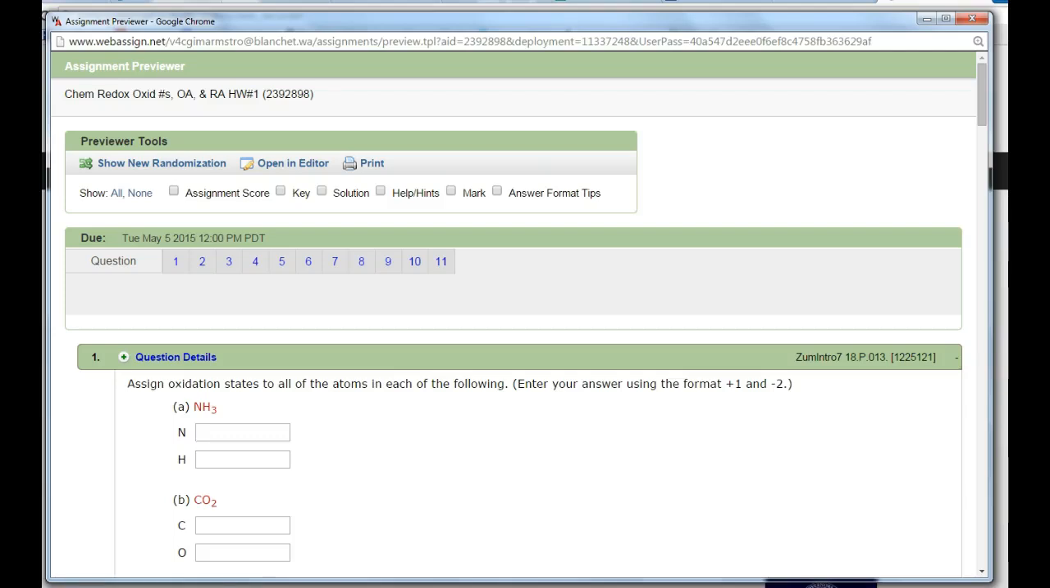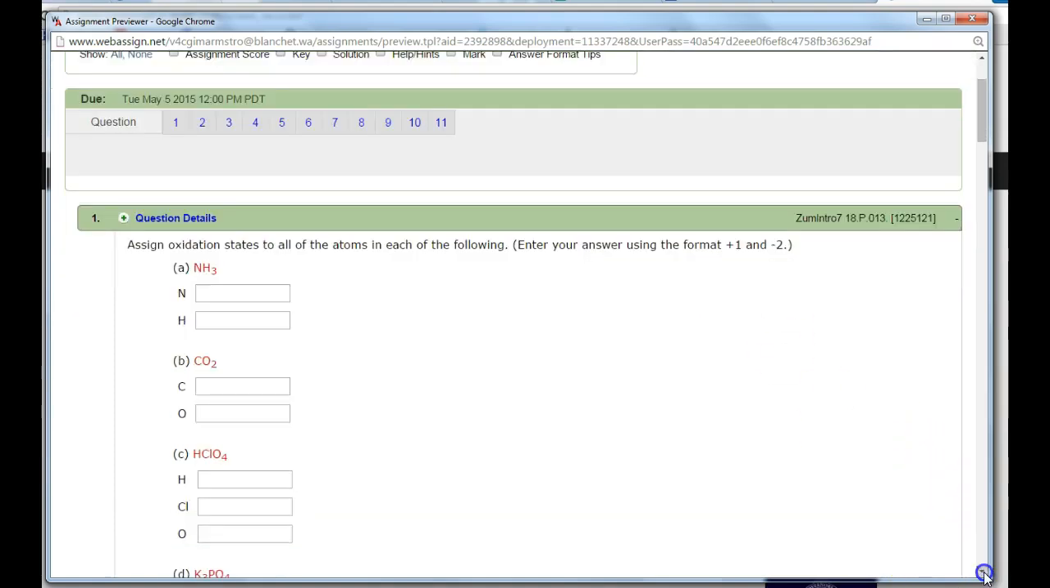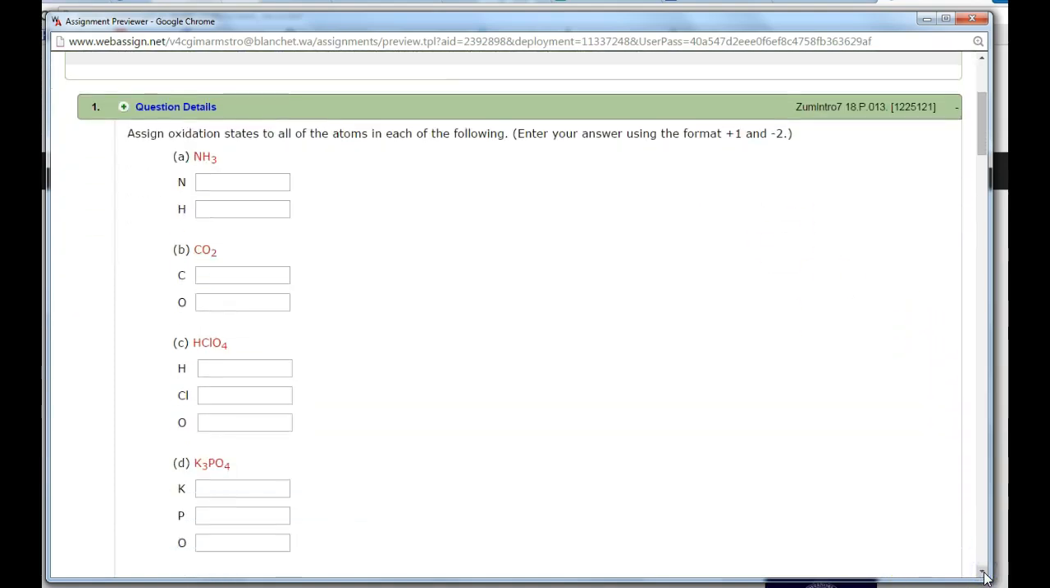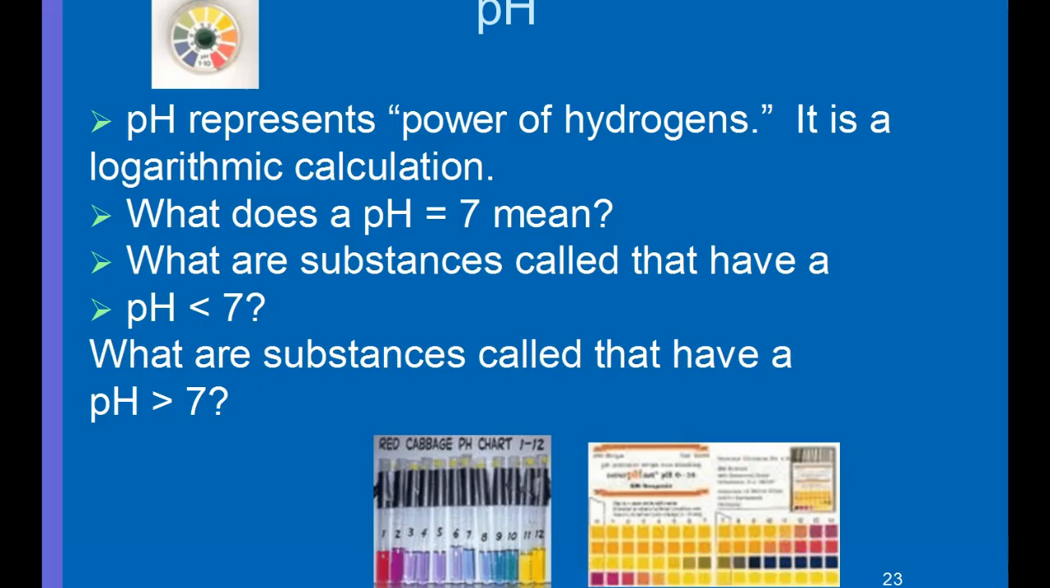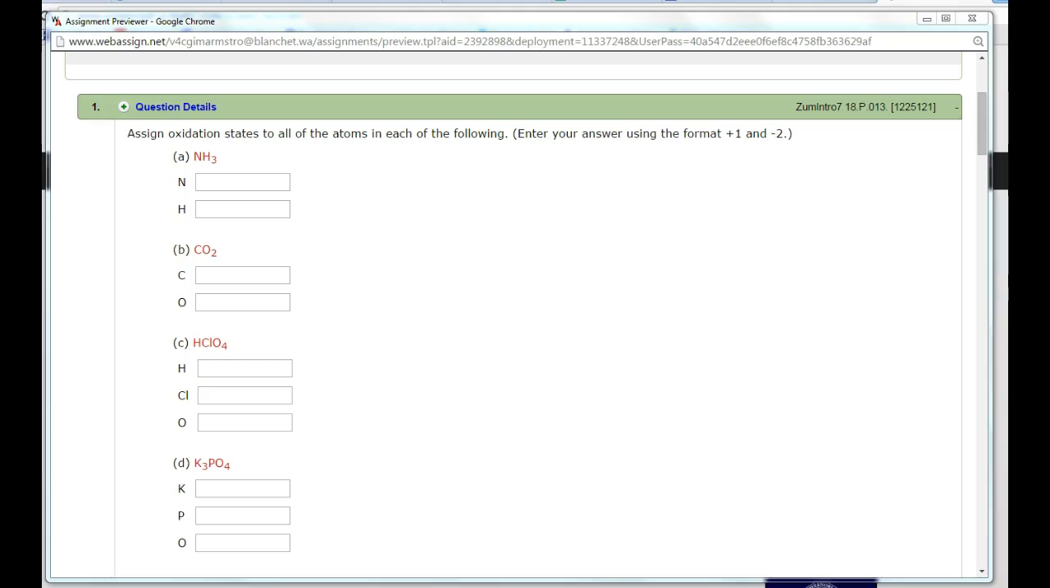This is WebAssign number 1 for redox reactions, and we're not really doing redox reactions yet. We're going to do oxidation numbers. So here we go. The first question says assign oxidation states to all the atoms in each of the following. We look at NH3, and most of this goes back to what you know about oxidation numbers from, and they're actually just called charge numbers from way long ago.